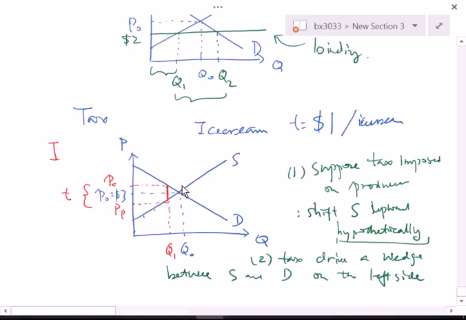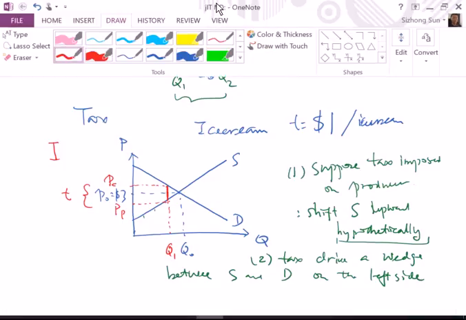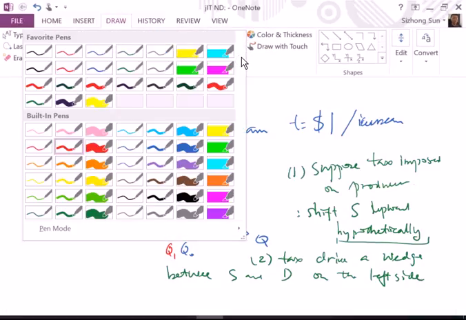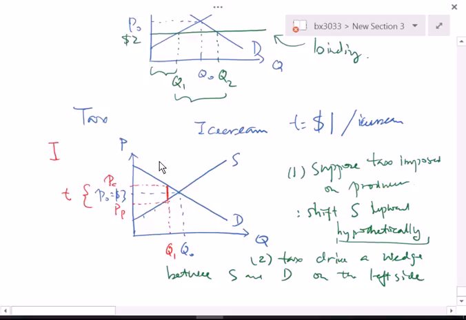And certainly, one question for you guys: some policy could drive a wedge on the right hand side, between supply and demand. And what is this? It's actually what we call a subsidy. Okay, I won't talk about this, but if you are interested, you can have a look by yourself.